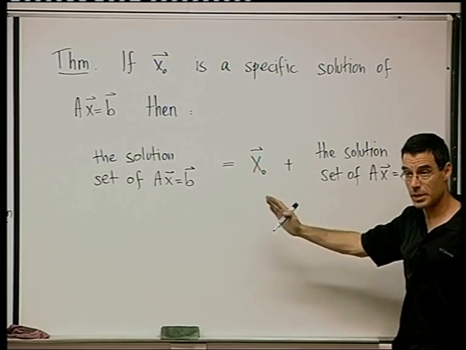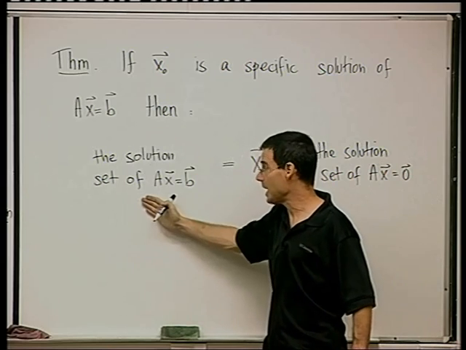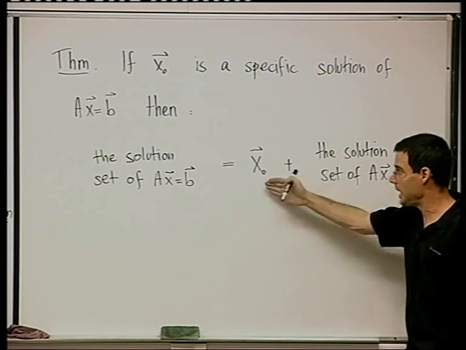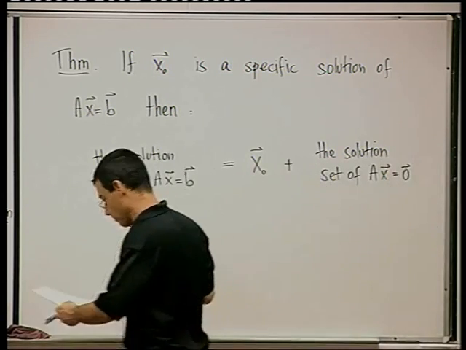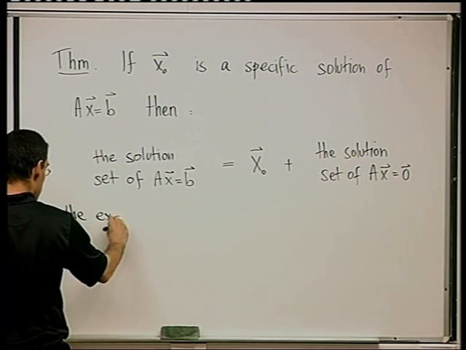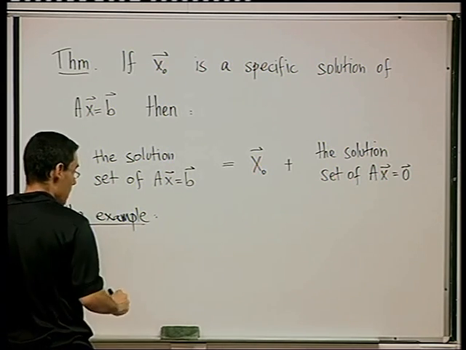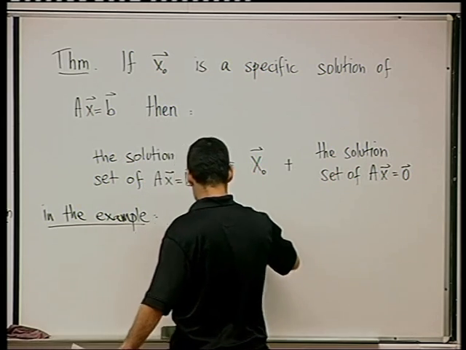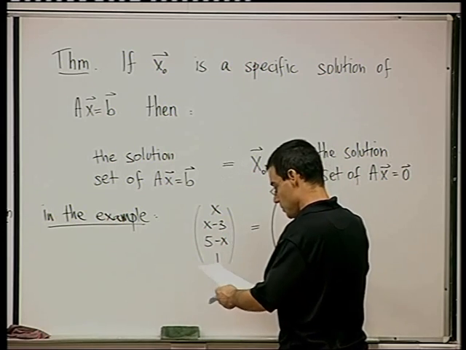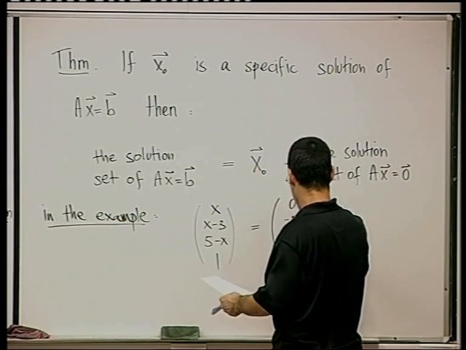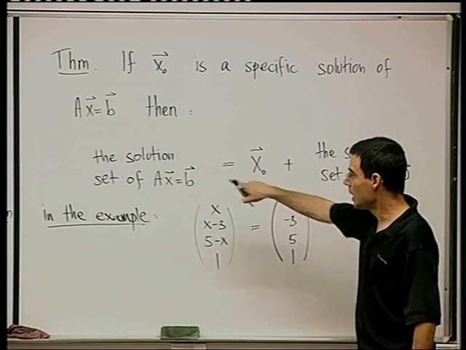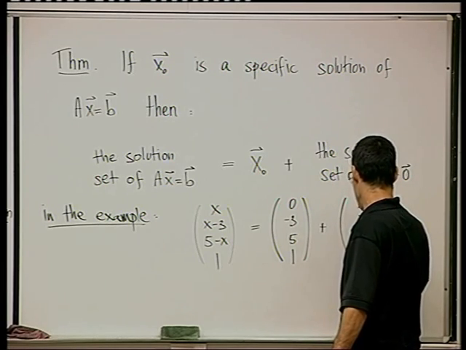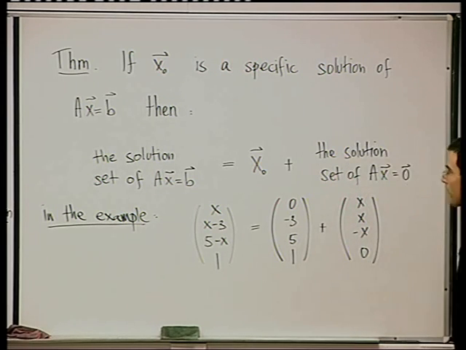This is an equality of sets. This is a bunch of solutions, all the possible solutions of ax equals b. And this is a bunch of solutions as well. It's all the possible solutions of ax equals 0, where you take them and add x0. Okay? So in the previous example that we kept referring to, we had x minus 3, 5 minus x, and 1. I'm writing it in column vector form, just to make it easier to express. This was equal to 0, negative 3, 5, 1. This is the x0, the specific solution to the non-homogeneous one, plus the general solution of ax equals 0, which was x minus x0. Good?